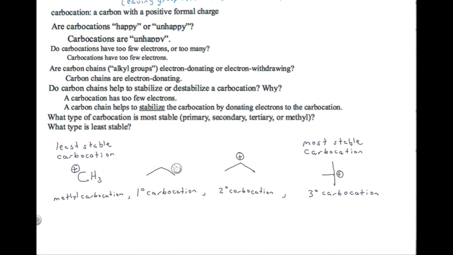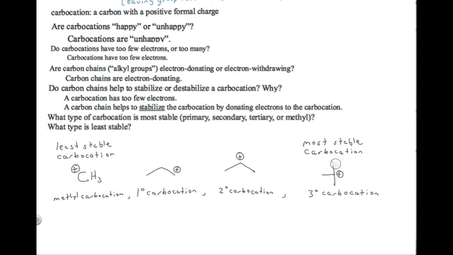Notice that the number of carbon chains is more important than the length of the carbon chains. The carbon chain here is longer than in this picture, but what matters more is just how many carbon chains there are. So having 2 carbon chains is more stabilizing than having a single longer carbon chain. So we're mainly just going to focus on counting the number of carbon chains, regardless of their length. And the methyl carbocation has no surrounding carbon chains to help stabilize the positive charge.